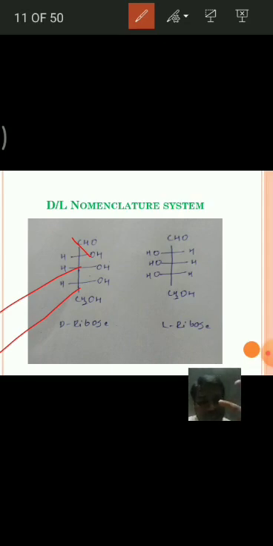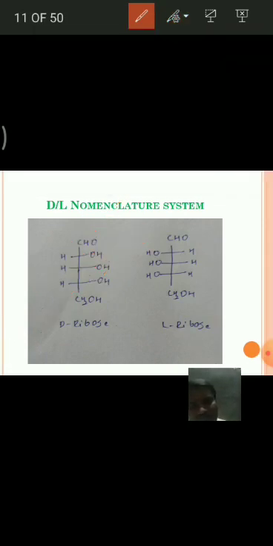For these types of molecules having more than one chiral center, the position of OH will be considered on the lowest chiral center, the chiral center which has the higher number. For example, this is the first carbon, second carbon, third carbon, fourth carbon. The bottommost chiral center is the fourth carbon. On this fourth carbon, the position of OH will be considered.